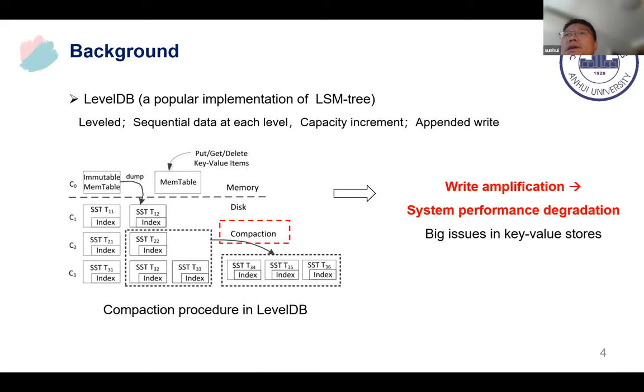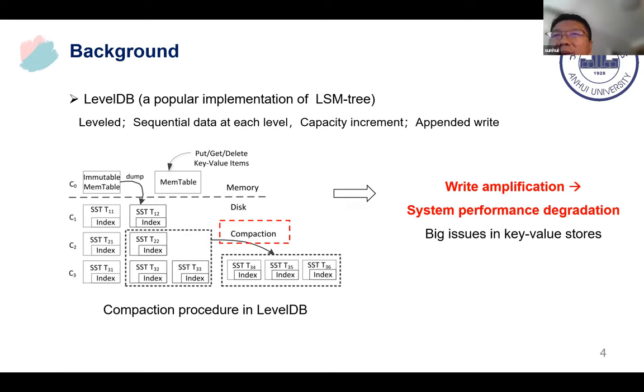The structure in LevelDB includes levels, and the capacity may increase at each level, and we can conduct batched writes in the KV store. This figure presents the compaction processing in LevelDB. The first level is in memory, we can see the level C0, and at the level C2, there is an SST, SST 22. It will be written into the next level, but there are many overlapping key ranges.